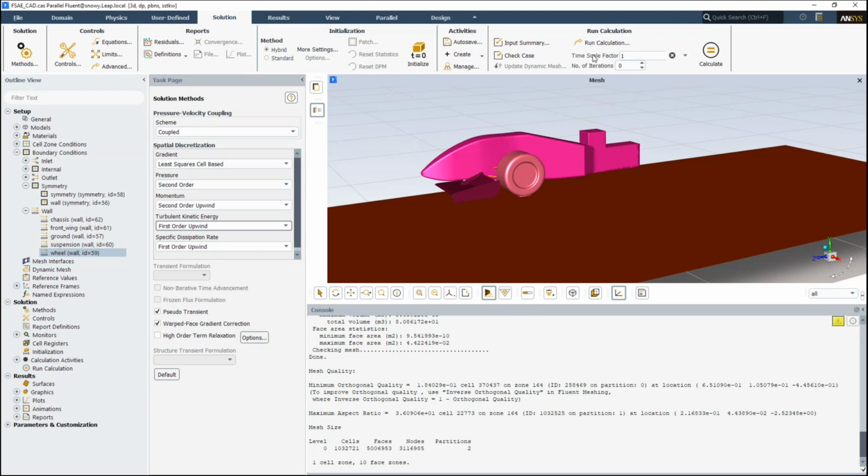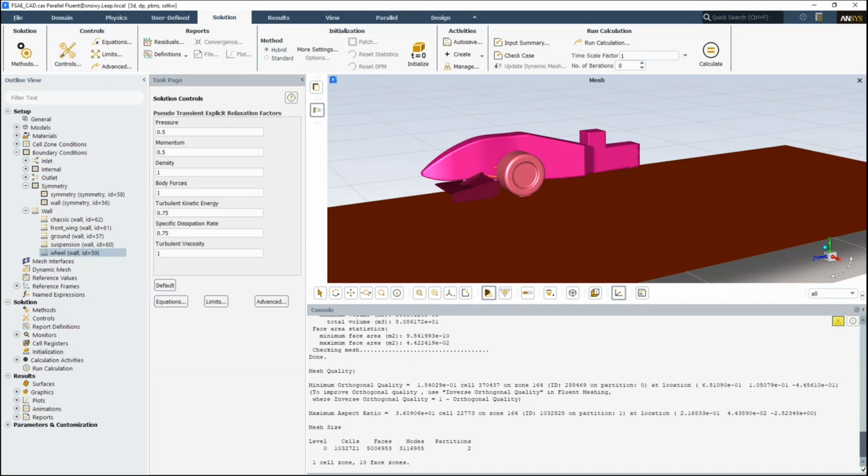And that gives us a couple of options in here, either our timescale factor, or we can actually specify a pseudo transient time step size. Okay, so today we're going to leave it all default. And then we're going to look at our solution controls.